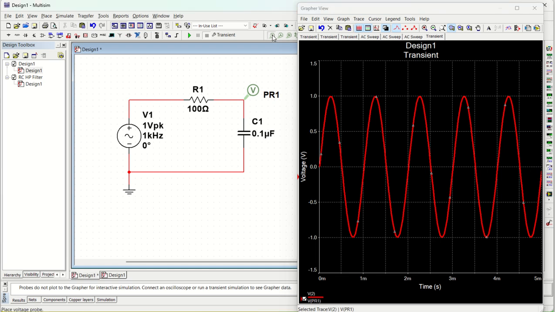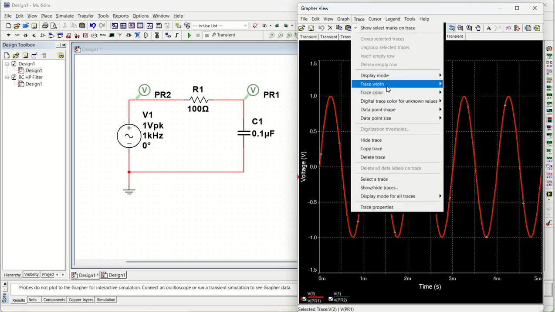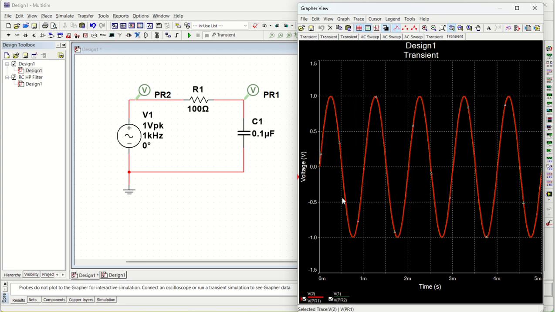Now let us put one more voltage probe here, my PR2, and run it again. My input voltage is going to be green. Let us make that wider as well. You can see the input voltage is green and the output voltage is red. Both are matching each other. This is happening because my input frequency is 1 kilohertz, which is way lower than the cutoff frequency. Now as I decrease the cutoff frequency, the output will start attenuating.